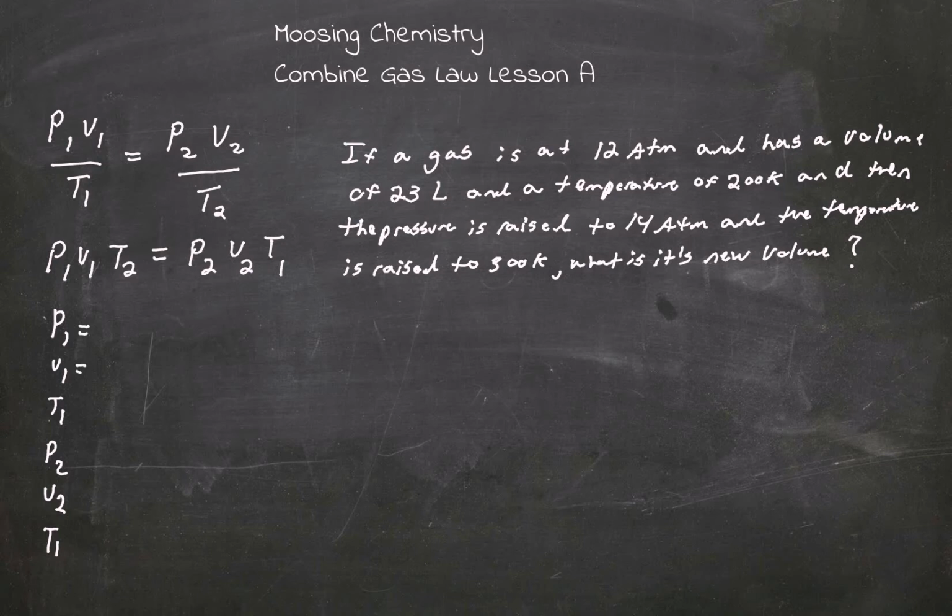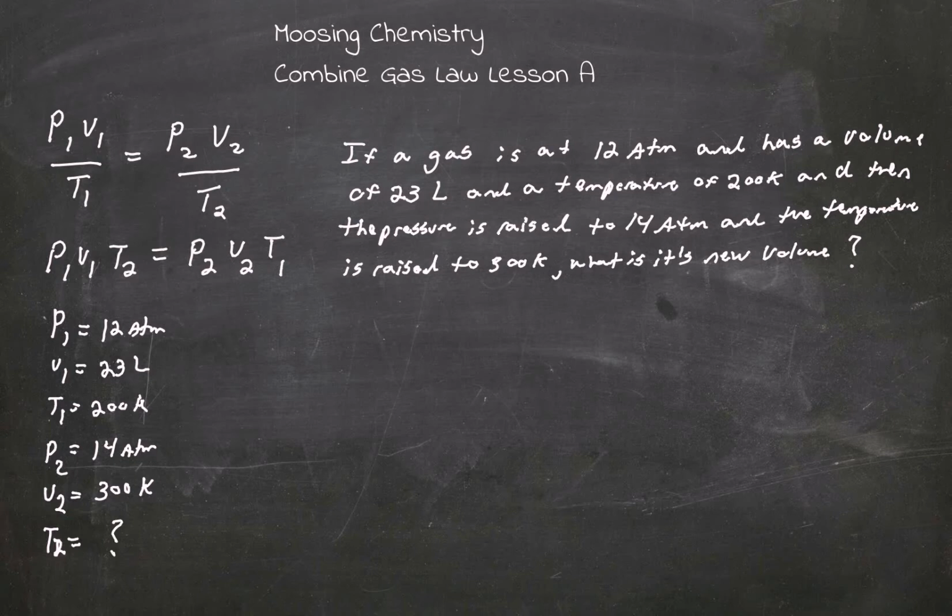Now we're doing the same process that we did in Gay-Lussac, Charles, and Boyle's law. All right, so our first pressure was 12 atm by setting up this little chart here. The volume was 23 liters, so all this is good so far. The temperature was 200 K. The pressure's raised to 14 atmospheres, so that goes in for P2. And the temperature's raised to 300 K. Then, of course, what is T2? So we're looking for T2.